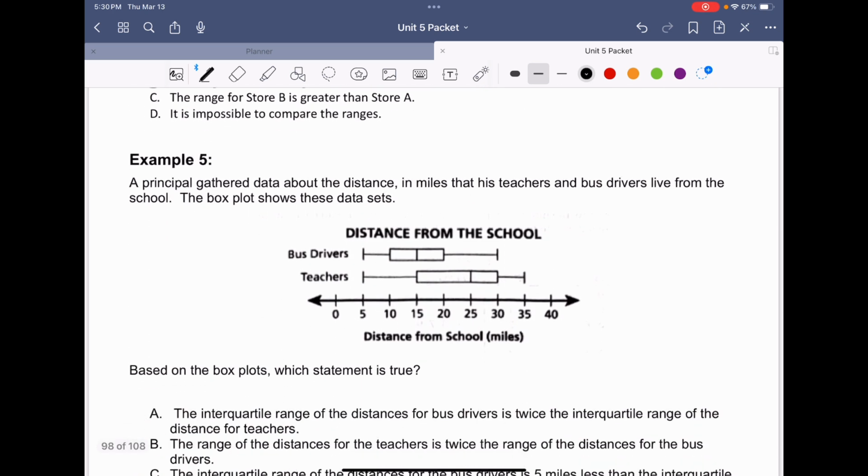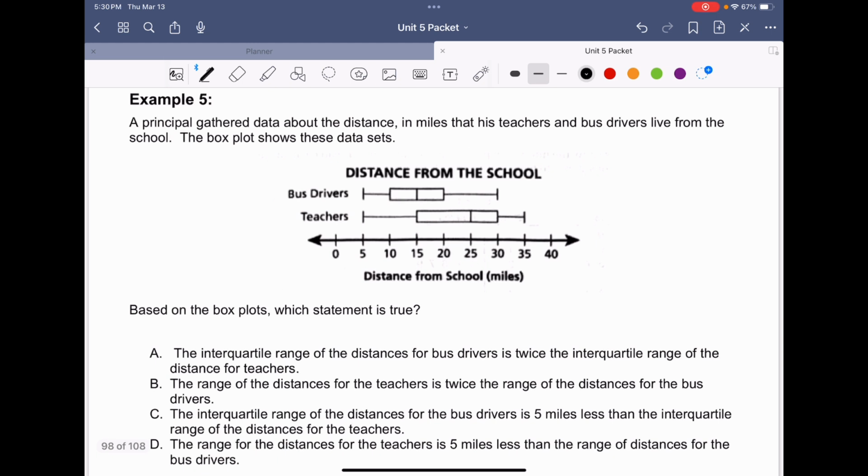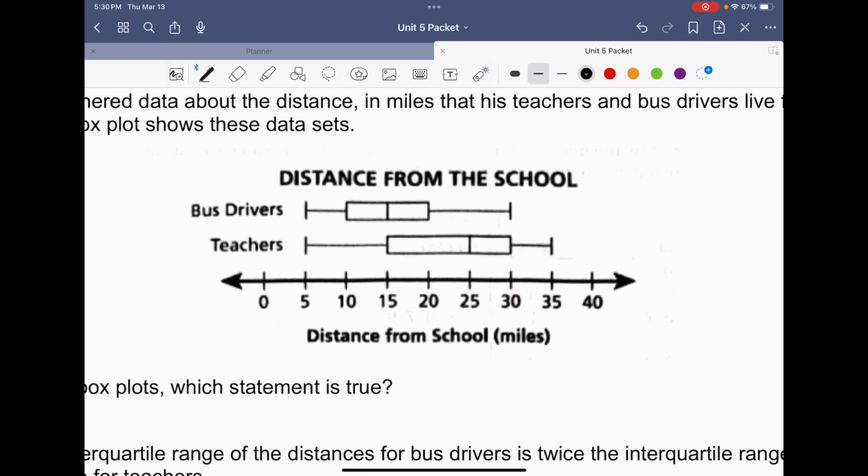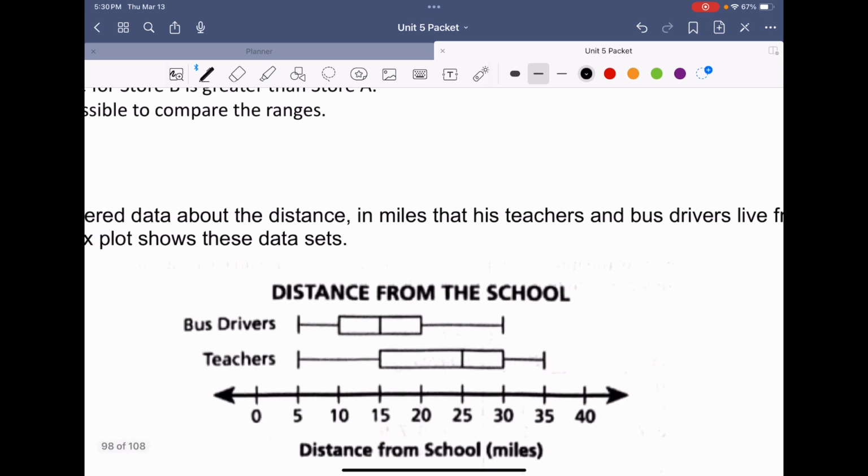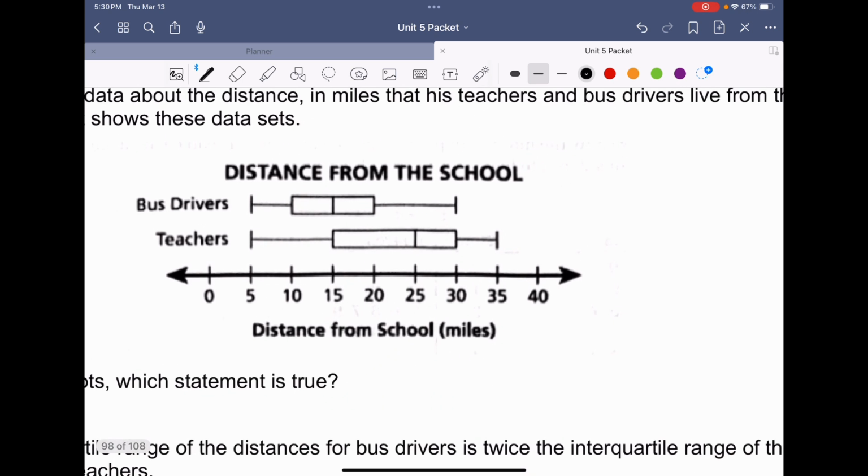Example 5. A principal gathered data about the distance in miles that his teachers and bus drivers live from the school. The box plot shows the data sets. Based on the box plots, which statement is true? So it says the interquartile ranges. So we need the information about the interquartile range or the range. So I'm going to have you find both of those things for the bus drivers and the teachers. Please pause the video when you're all set, unpause, and check.